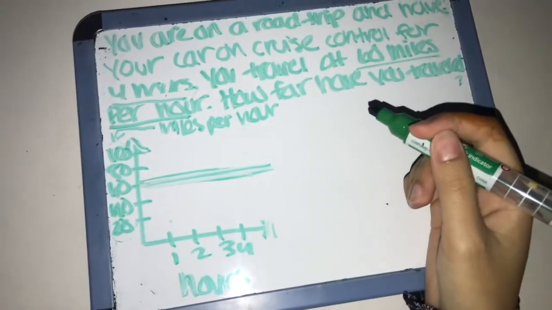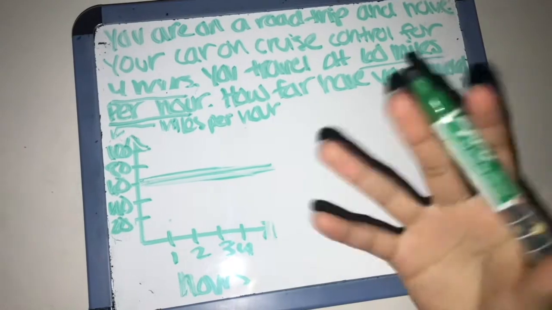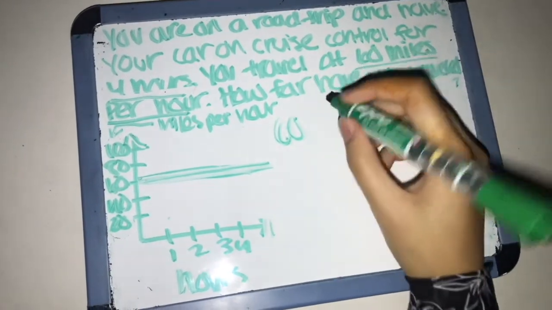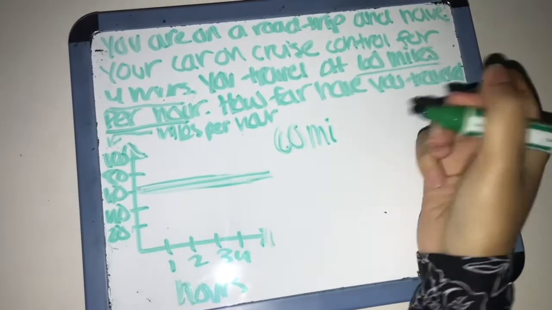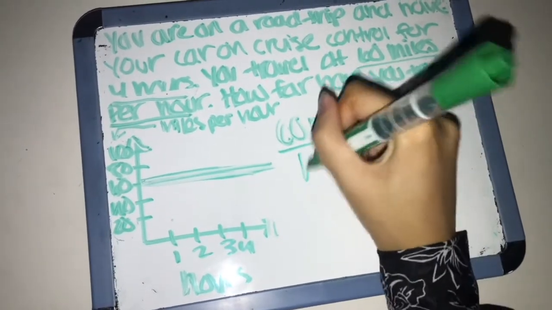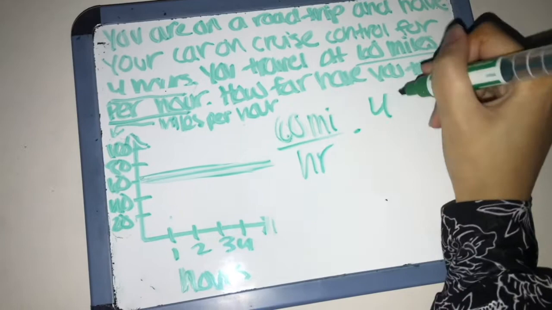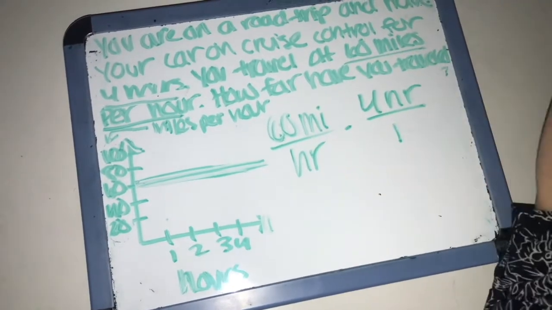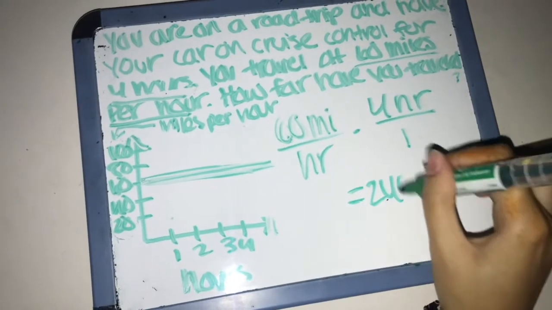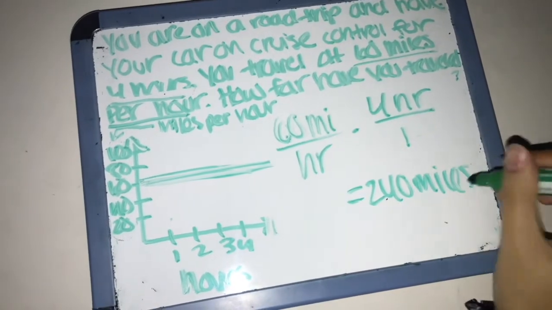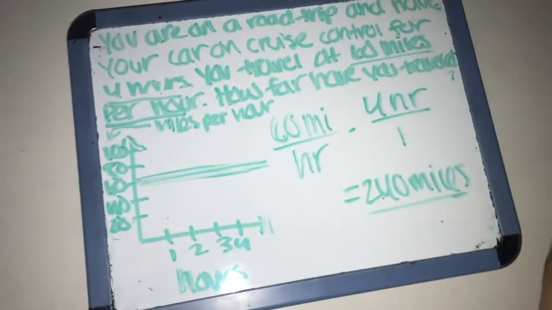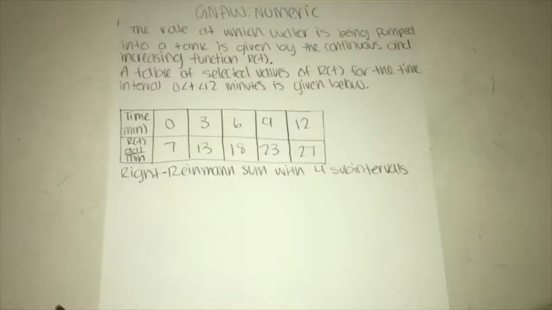So let's make an equation. All right, so we have 60 miles over 1 hour, times 4 hours over 1. So 60 times 4 is 240, and this is basically how many miles you have. This is how far you have traveled, and this is your answer for this problem.